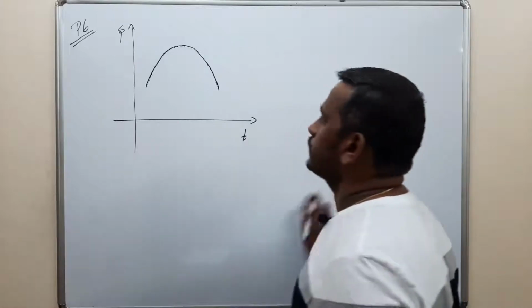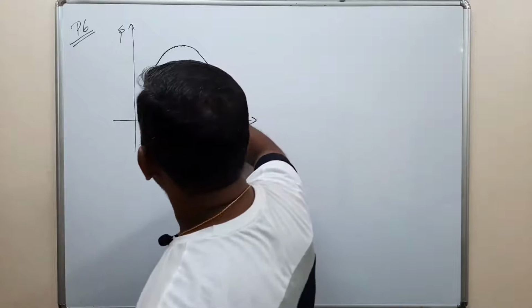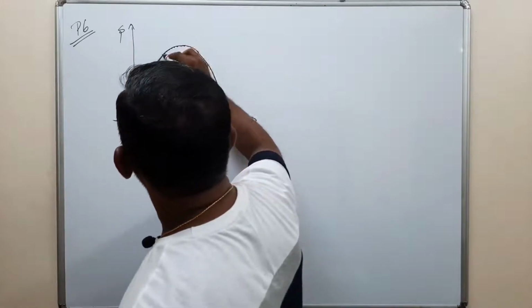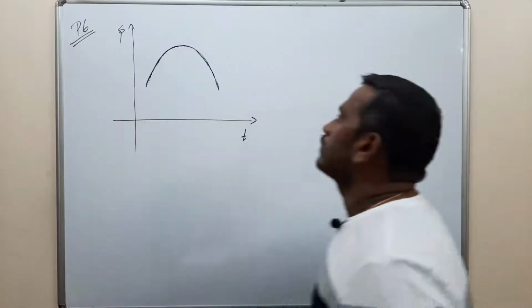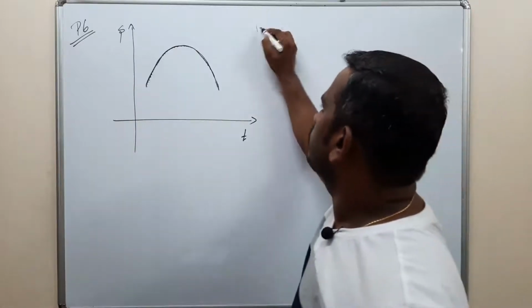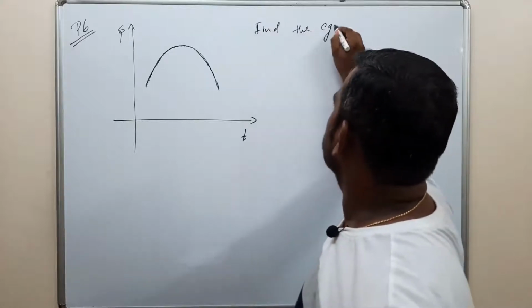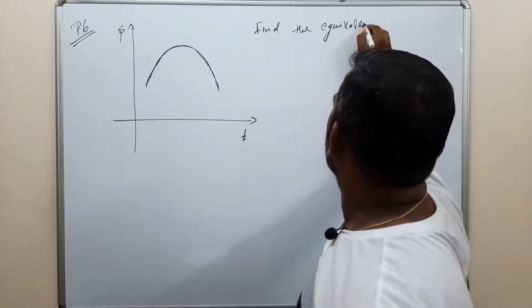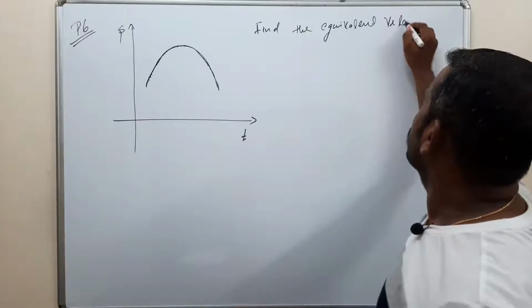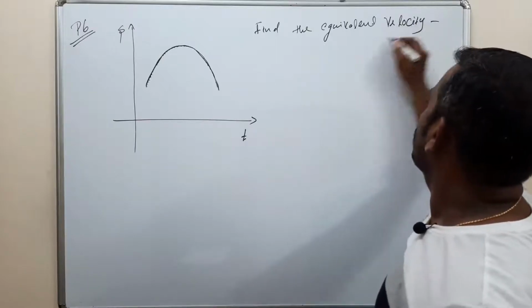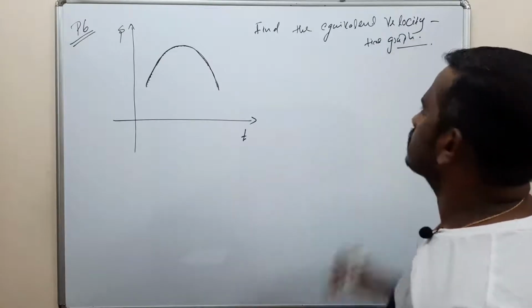Displacement time graph. So find the equivalent velocity time graph. Velocity time graph.